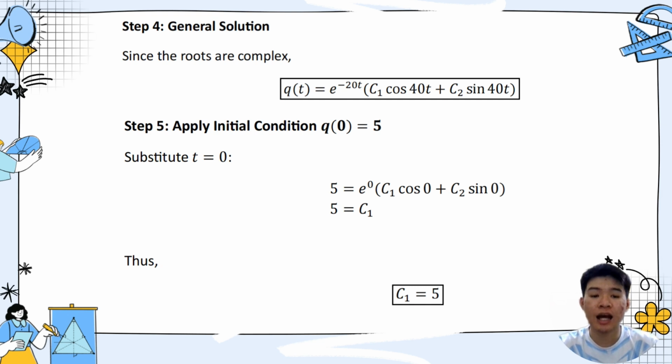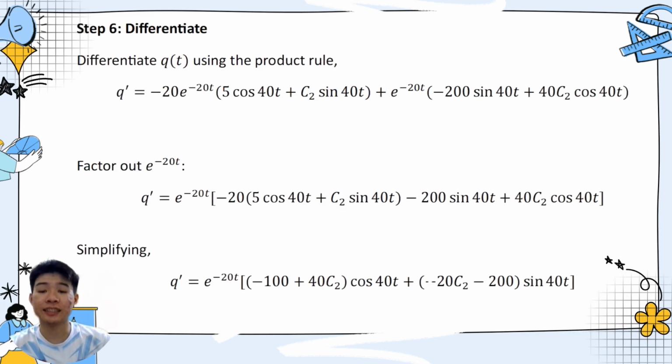Since our roots are complex, we know that Q(t) is equal to e^(-20t) times (c1 cos 40t plus c2 sin 40t). Okay, after that, we apply the initial condition Q(0) equal to 5. Substituting t equal to 0, we know that c1 will equal 5. Okay, so step 6 is to differentiate our general solution.